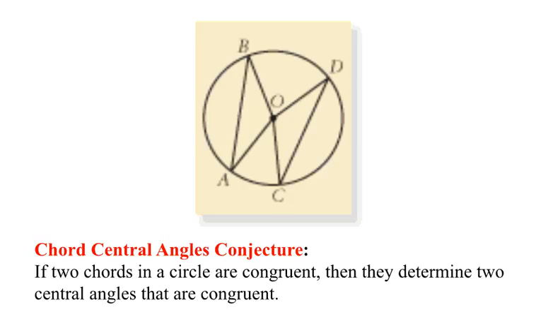The first one is a conjecture, the chord central angles conjecture. And it states if two chords in a circle are congruent, then they determine two central angles that are congruent. In the diagram, we have two chords that are congruent. BA is congruent to BC. Since we know those chords are congruent, we now can conclude that their corresponding central angles are congruent.